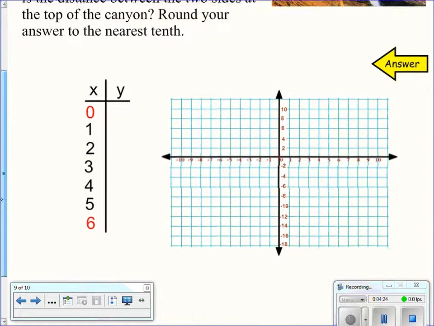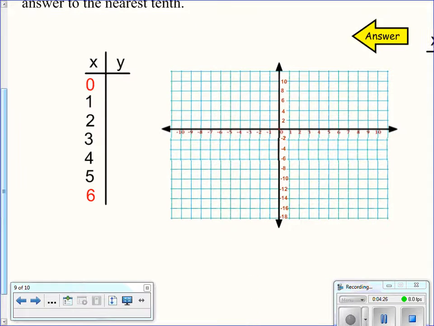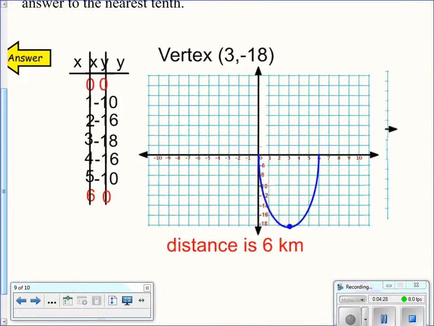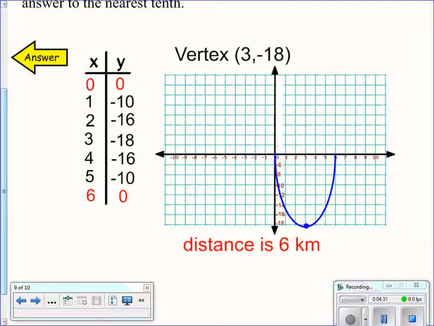So if we fill in the rest of our table, we start at (3, negative 18), and then we go a couple to one side and a couple to the other side. And then we graph this parabola. We can see what we're looking for in our question is the zeros. So it would be at 0, and the other one crosses the x-intercept at 6. So the distance between 0 and 6 is 6.